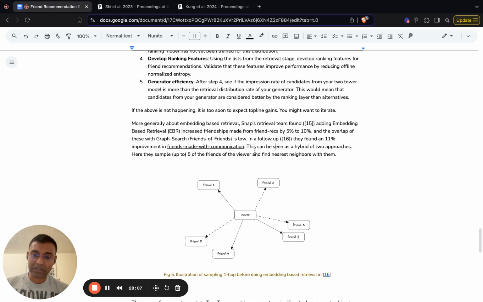And let's call it downstream value from that relationship. So in this paper they use that as a metric, and they find that they do a few more changes, and we'll go into that. And they find that with their changes, they find 11% more improvement in friends made with communication, which is the downstream value.